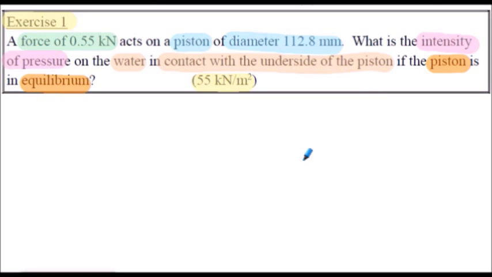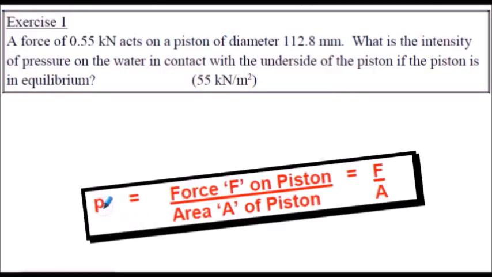So I'd encourage you to stop the presentation and attempt exercise 1. Here's the formula you need to use to determine the pressure. It's basically the applied force F divided by the cross-sectional area of the piston. I will show you the full work solution on the following slide.